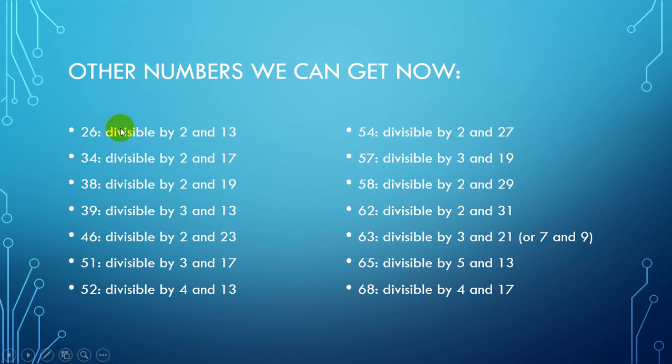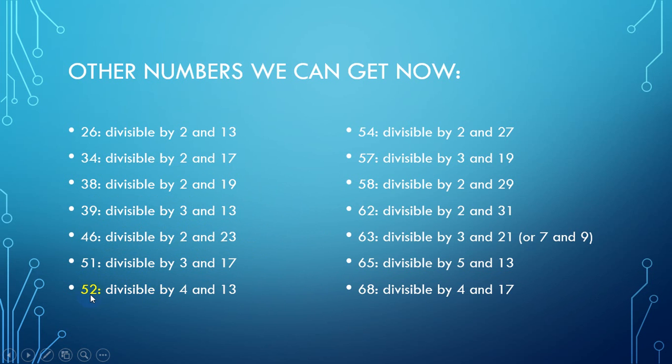Divisible 26, for instance, you can go back over the slide to review all of these numbers here, but for 26, it has to be divisible by 2 and 13. 34, 2 and 17. 38, 2 and 19. 39, 3 and 13. Again, you can also use the other formula for 9. 46, divisible by 2 and 23. For 51, 3 and 17. Or, might be easier to use the 1 rule.